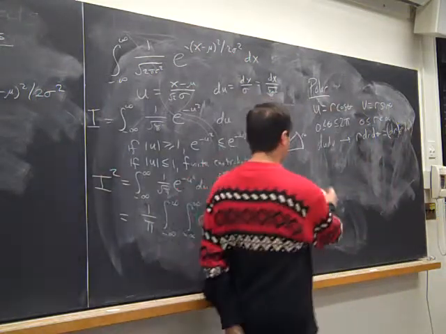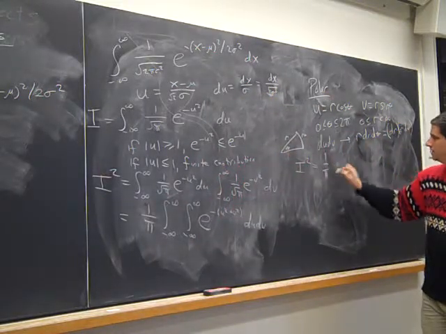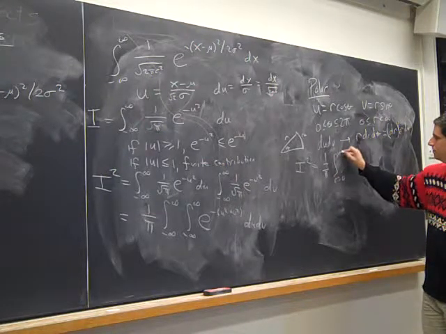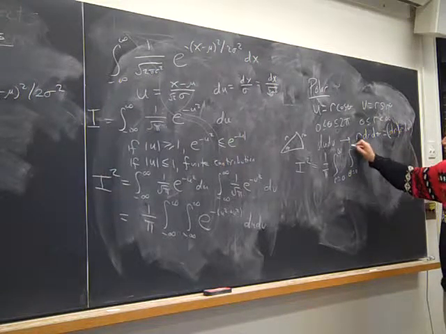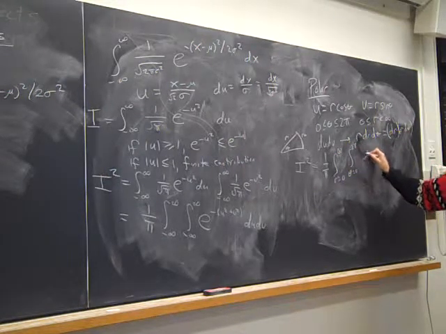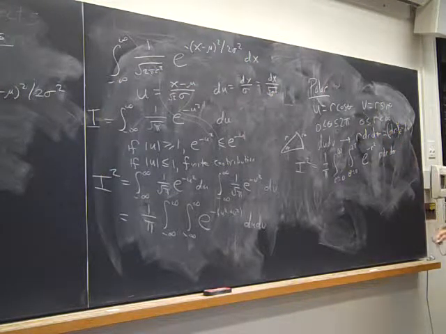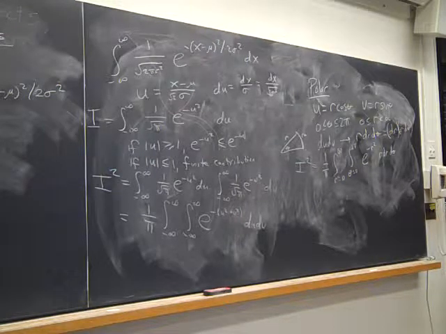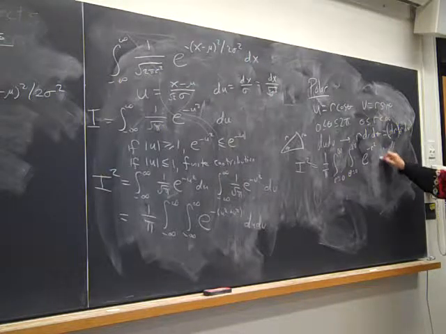Now that we have this, we can calculate I squared. I squared is 1 over pi, integral r goes from 0 to infinity, integral theta goes from 0 to 2 pi, e to the minus r squared r dr d theta. If I'm writing it in this order, I really should put the d theta first. And I actually want to put the d theta first, because the theta integration is the easier one.